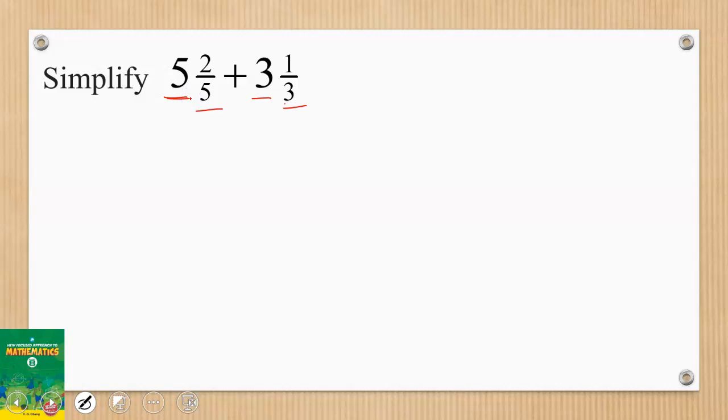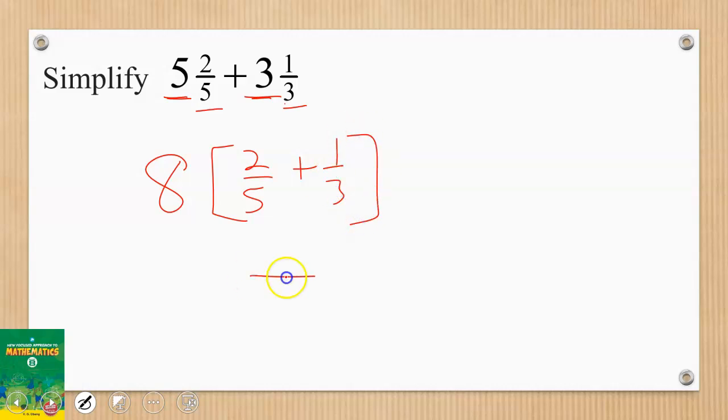If I add 5 and 3, that will give me 8. Then I want to add 2/5 plus 1/3, and I can find the LCM to be 15. Now 5 can divide 15 as 3, and 3 times 2 gives us 6, and 3 can divide 15 as 5, and 5 times 1 is 5. And so that part will give me 11 on 15, and I have my 8 here. So I can say this is equal to 8 11/15, or 8 whole number 11/15.